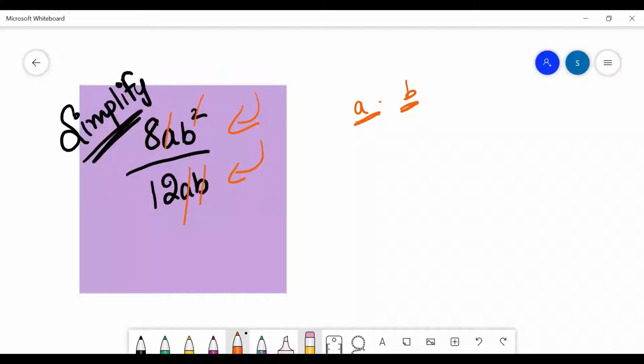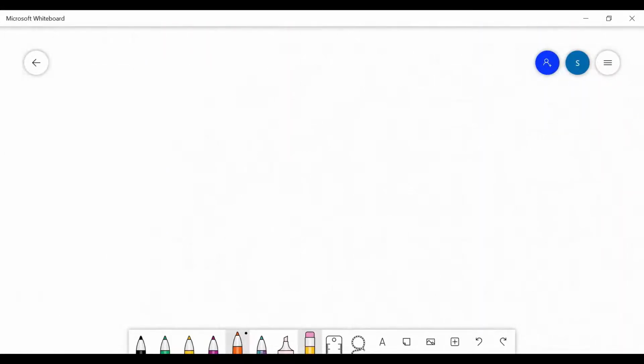So you get 8b by 12. Again, 8 and 12 go in the 4 times table. So you're left with 2b by 3. So this is the answer that you get for cancelling this fraction. Let's take another example. Now this is slightly a trickier one.